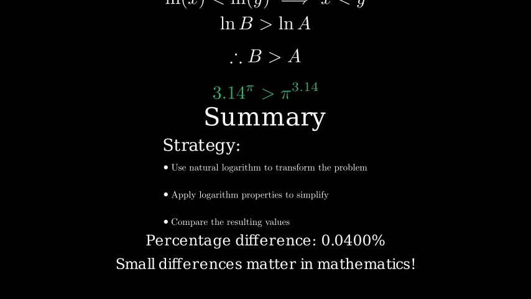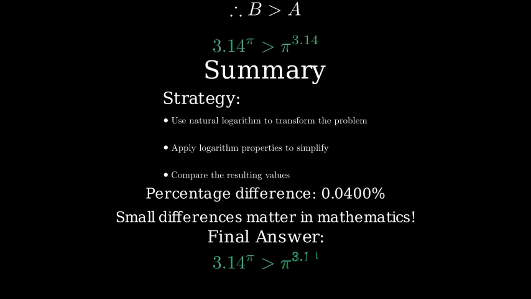This illustrates an important concept in mathematics. Sometimes seemingly similar expressions can have subtle but definite differences in their values. In conclusion, 3.14 raised to the power of pi is greater than pi raised to the power of 3.14.